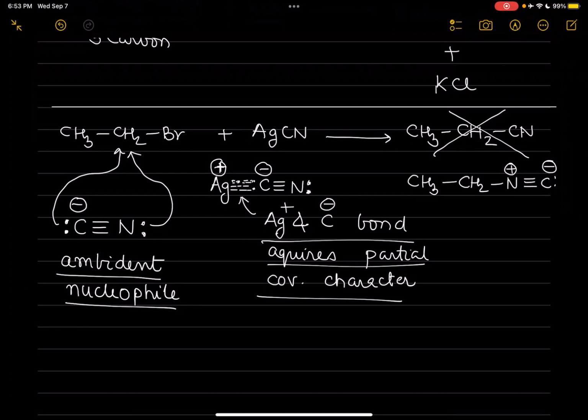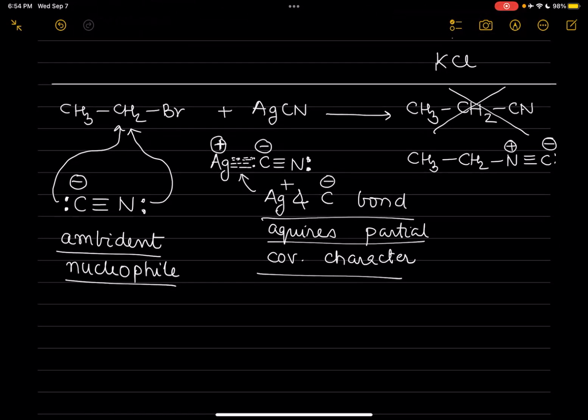Is it clear? And if the carbon is not available for the attack, now who is going to attack? Yeah, Ryan? The attack will be from the nitrogen side, because the nitrogen side is still free. That lone pair can go and attack on the CH2Br. Is it clear? Zain, Anushka, Iman, any doubts? Yes sir, no sir, understood. Okay. So when you take AgCN, you will have the isocyanate form.